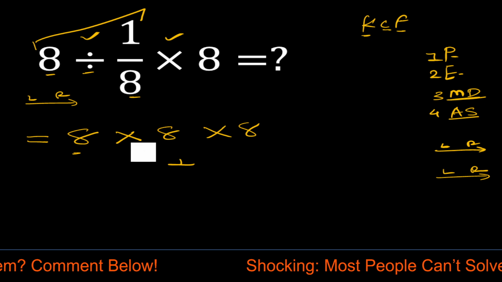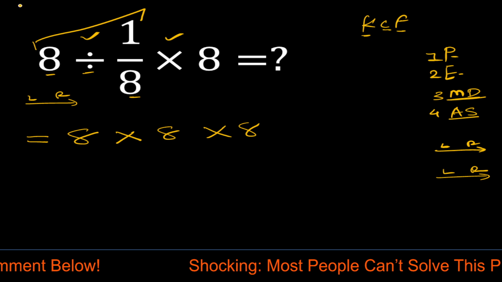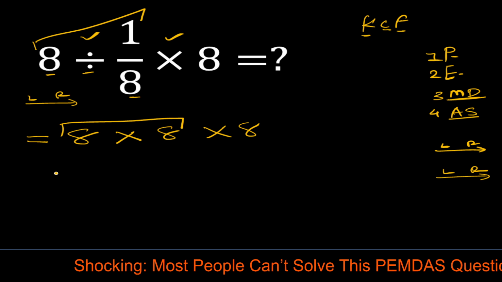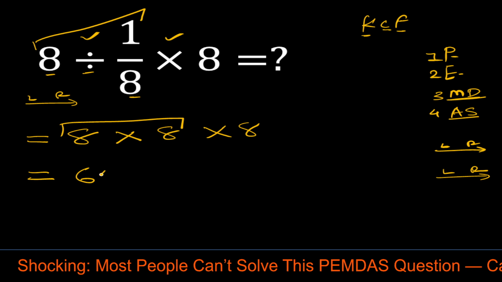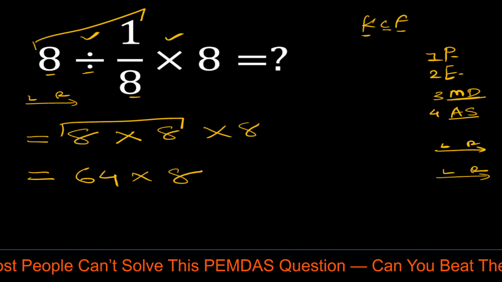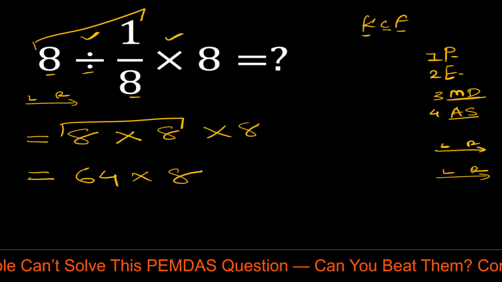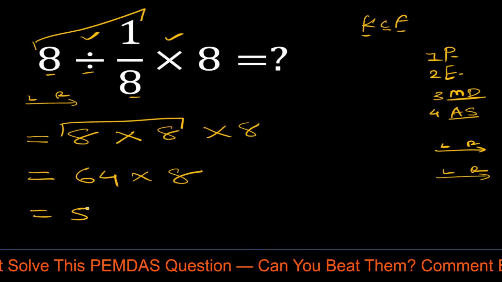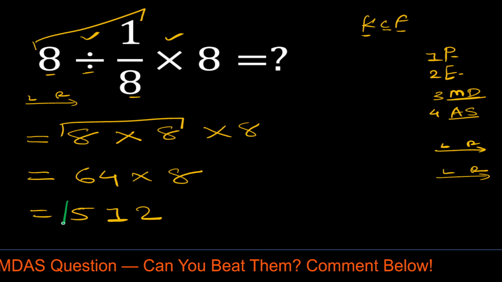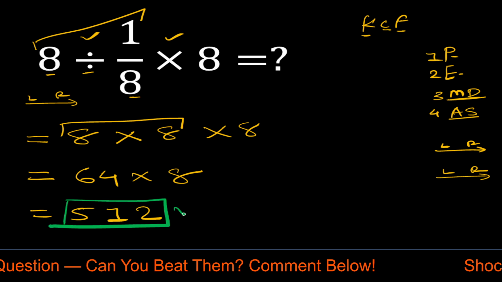So now 8 divided by 1 is equal to 8. So we can remove this one, right? Now 8 multiply 8 is equal to 64. Multiply 8. Right? So now 64 multiply 8 is equal to 512. So the correct answer is 512, right?